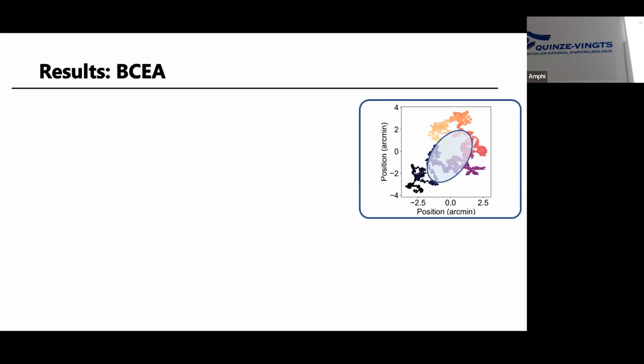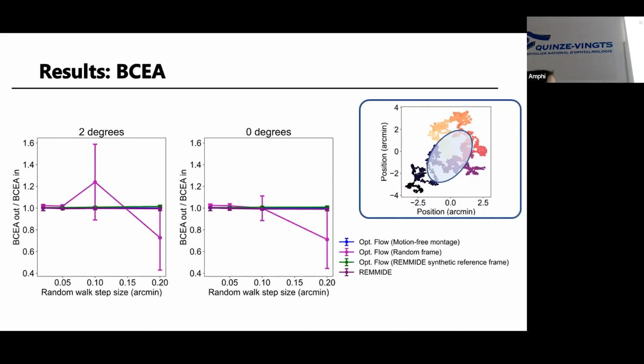Okay, so bivariate contour ellipse area. So this is just an ellipse incorporating 68% of the data points. And you can see that, again, if you use a random frame, there's much more variability. So these error bars are one standard deviation. This is plotting the BCEA that we've measured versus the BCEA that went in. So ideally we want this to be 1.